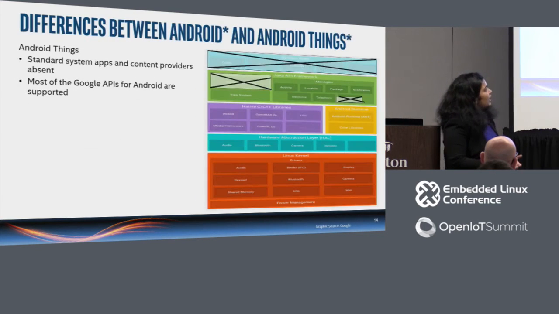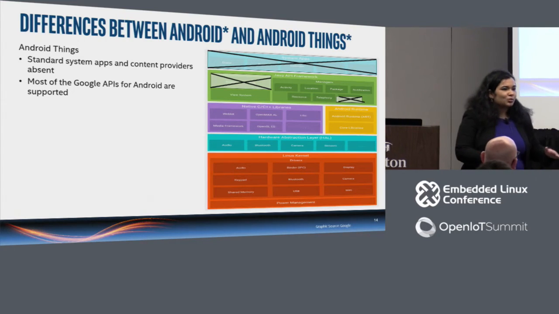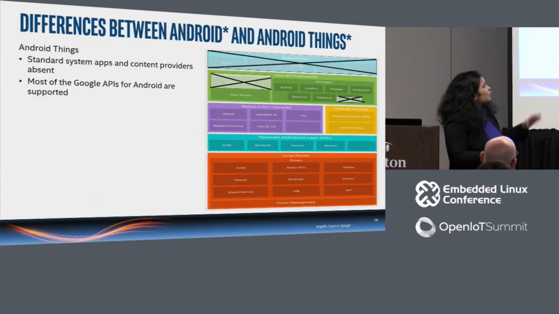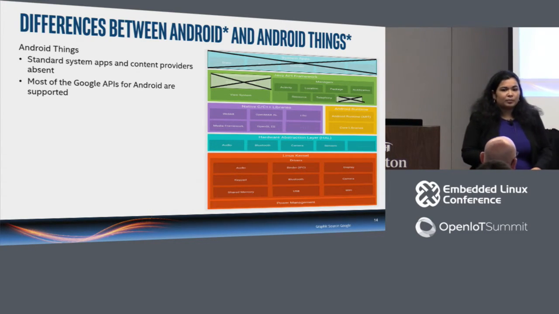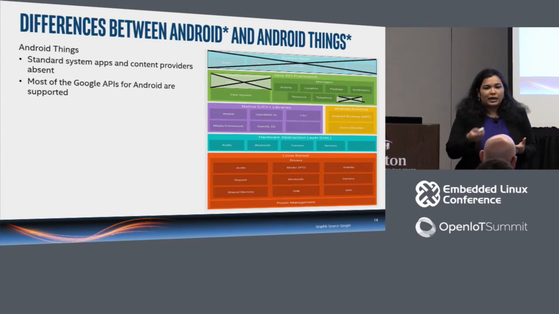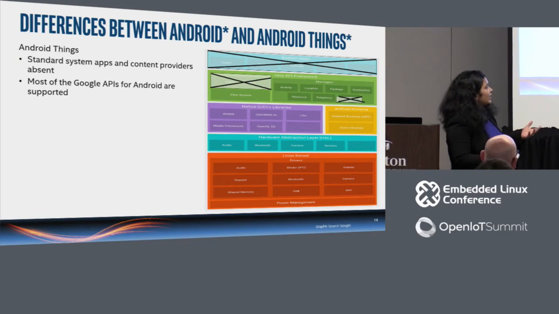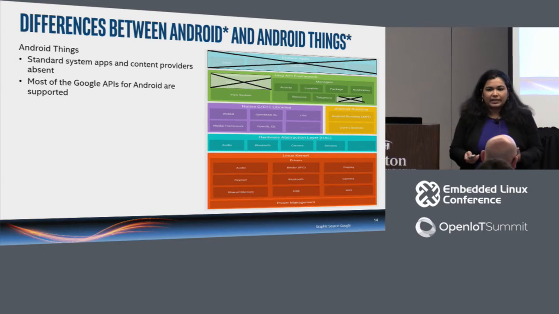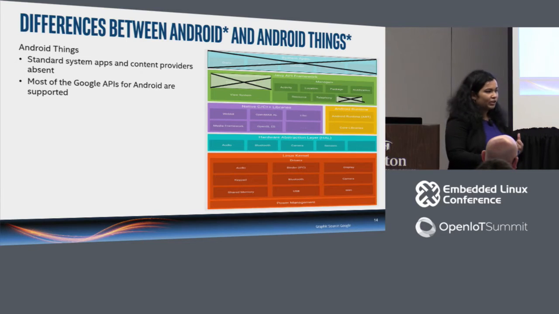So what are a few of the other differences between Android and Android Things? Most of us who have worked on Android must have seen this stack before. What's different is that Android Things does not come with a set of pre-built system apps. When you have your Android phone, you have the calendar app or an email app, which come by default, and Android Things does not have that. And also, there's no concept of content providers. You cannot communicate from one application to another using content providers.